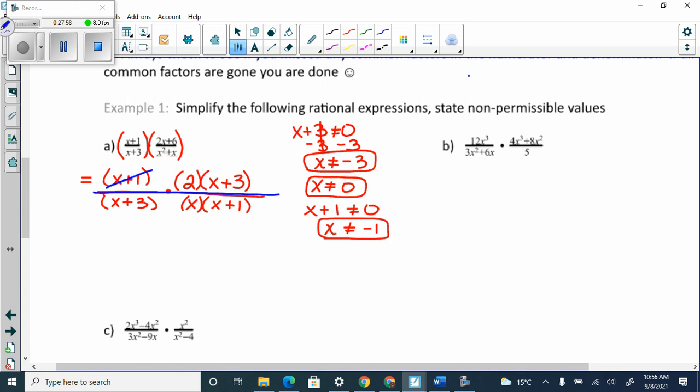X plus 1 and x plus 1, x plus 3 and x plus 3. Then I have a 2 left over without a number on the bottom. There's no numbers down there. And then an x on the bottom with no x's on the top. So can I cancel anything there? No. It's as good as it gets. So now I have 2 on the top over x on the bottom. And then x can't equal negative 3, negative 1, 0.